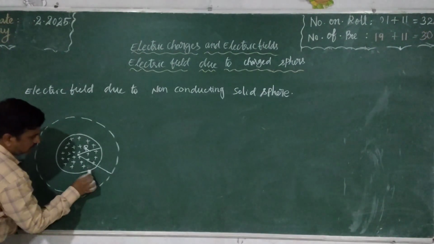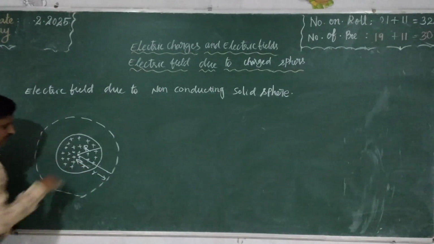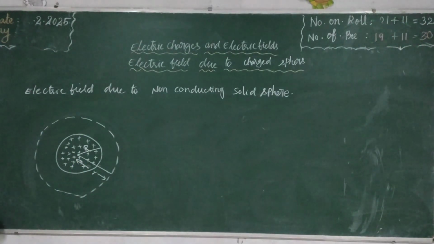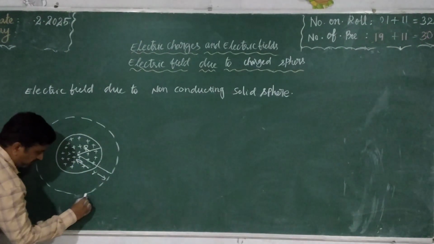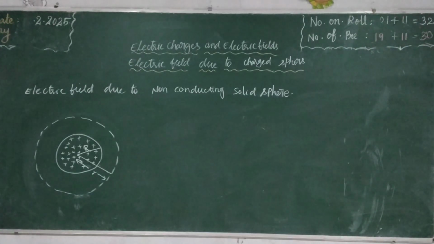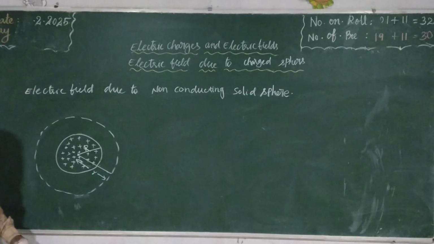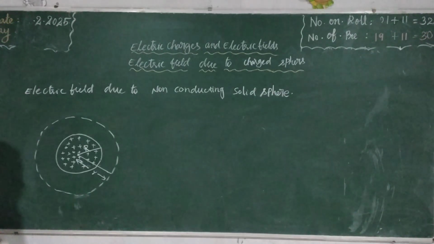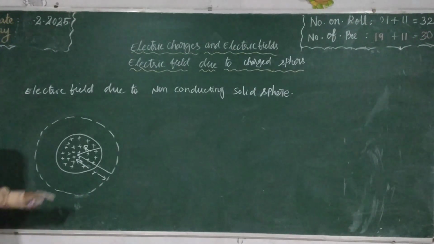At distance r from the center, we can draw the Gaussian surface outside. What is the flux that passes through this Gaussian surface? We can find that out later. We need the electric field, so we find the relation between the electric field and the radius.